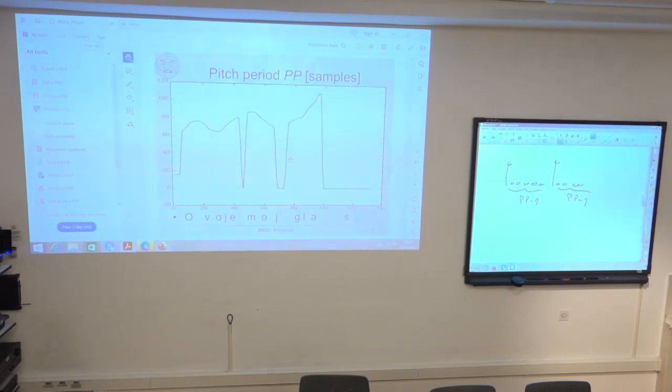This evolution of the pitch period is due to the intonation. While pronouncing this sentence, I pronounce it with deliberate intonation. Ovo je moj glas, ovo je moj glas. So a larger period means lower frequency, lower fundamental frequency. Okay, so this is the third model parameter.